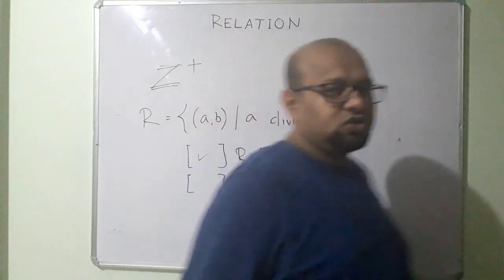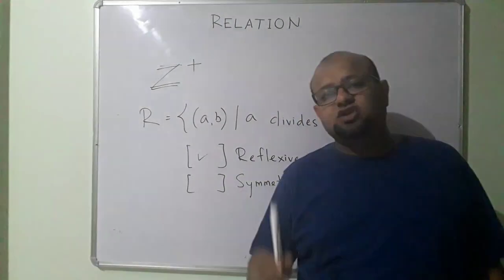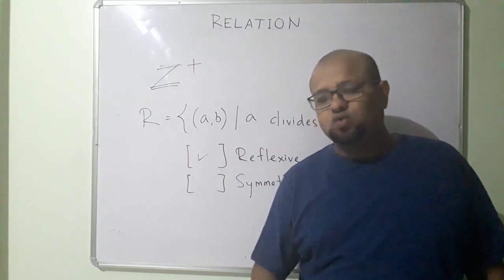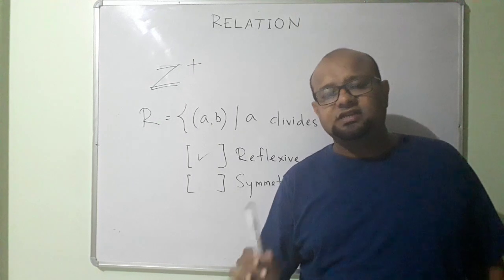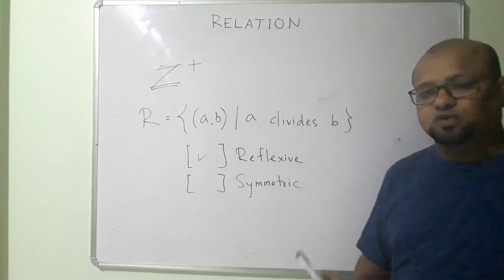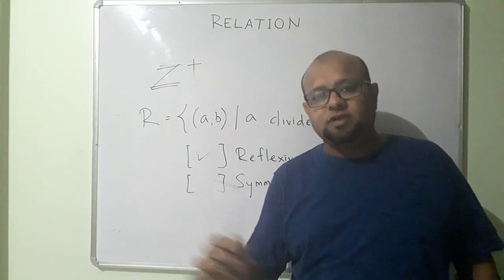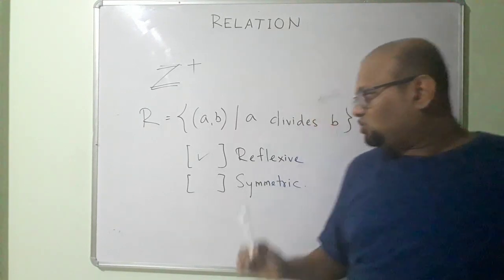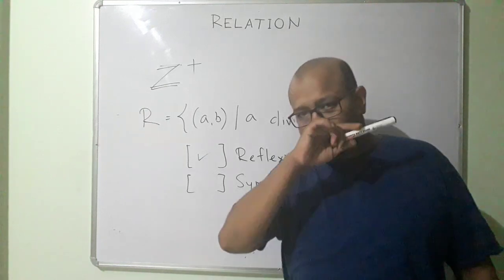Okay. So symmetric means if AB is there, then BA should also be there. So AB, let us say A is 2, B is 4. So 2 divides 4. So (2, 4) is in the relation. Does 4 divide 2? Perfectly, it does not, right? So (2, 4) is in the relation, but (4, 2) is not in the relation.